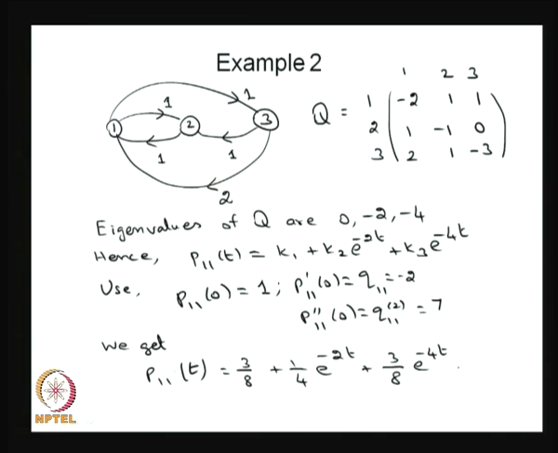Similarly, if I go for the Q square matrix, the element in the 1, 1 position of the Q square matrix is nothing but P double dash of 1, 1 at 0. Therefore, now I can use these 3 initial conditions to get the unknowns k1, k2, k3. Once I know k1, k2, k3, I can substitute. Therefore, P11 of t is equal to this much. Similarly, I can find P1,2 of t and P1,3 of t. I do not need P1,3 in the same way, because once I know P1,1 of t and P1,2 of t, P1,3 of t is nothing but 1 minus those two probabilities, because the summation of probabilities is equal to 1. So, this is the other way of getting the time dependent solution, the transition probability of the system being in state j, given that it was in state i at time 0.